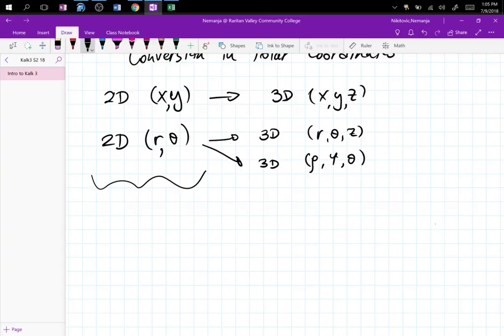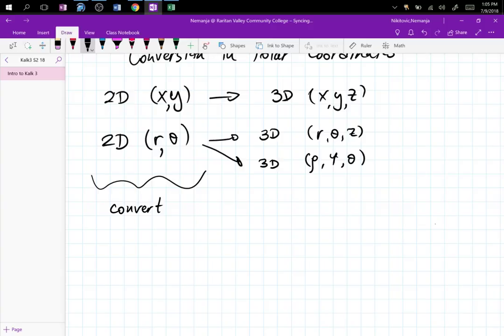So now I want to convert. Wait, isn't phi like a circle? You have this one and you have this one. Oh. Whatever. Lowercase and uppercase. I see you know your Greek. That's good.